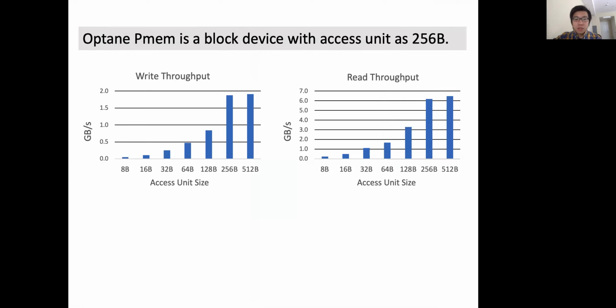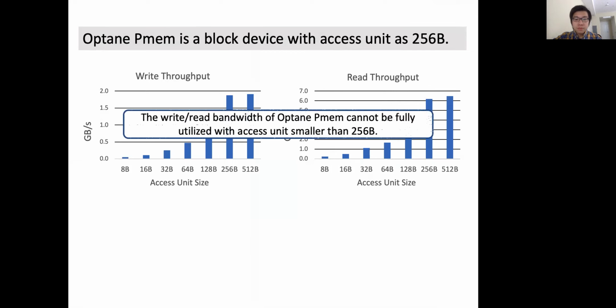These two figures show the peak throughput we can achieve from Optane Pmem with different access unit sizes. It is easy to conclude from these two figures that the write and read bandwidth of Optane Pmem cannot be fully utilized with access unit size smaller than 256 bytes. The smaller the access unit size, the lower throughput we can obtain.